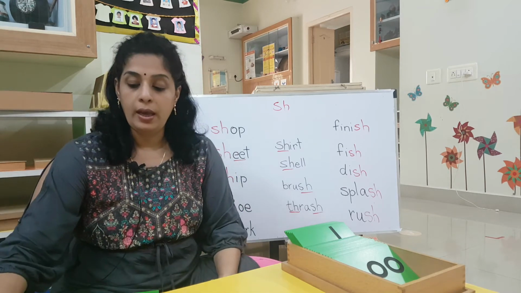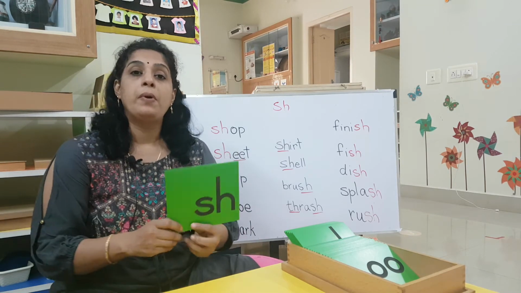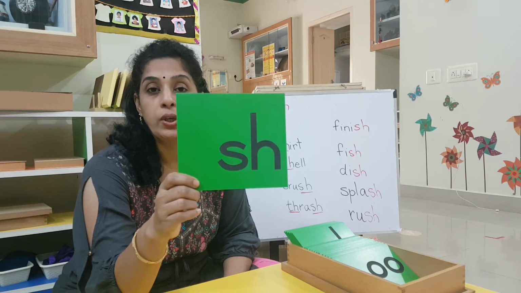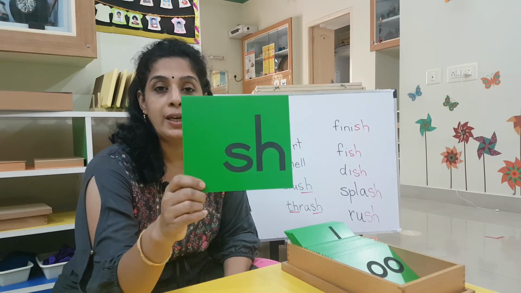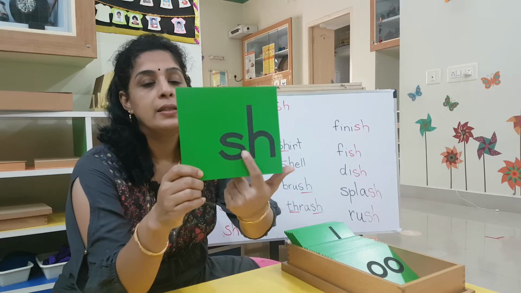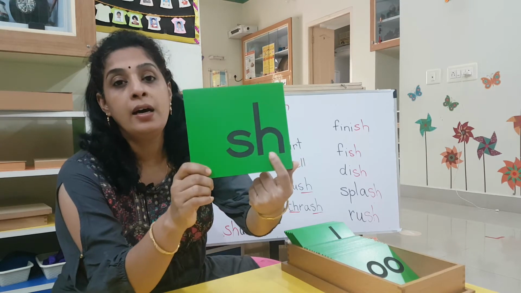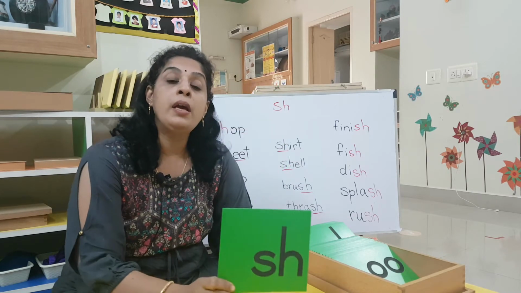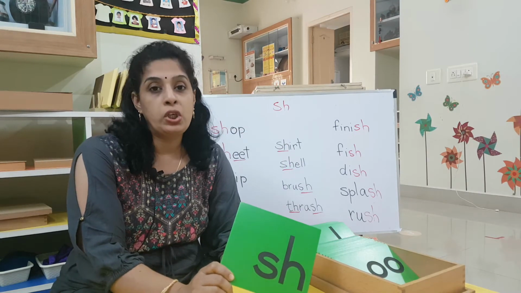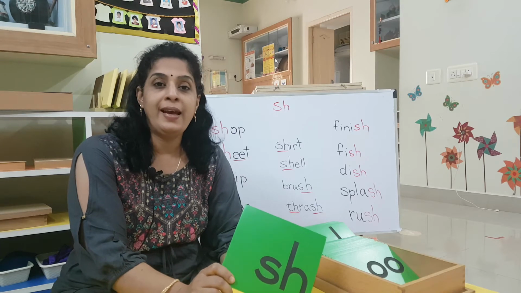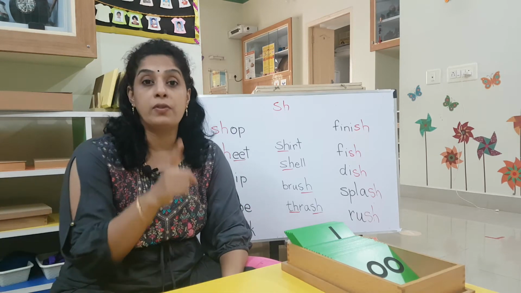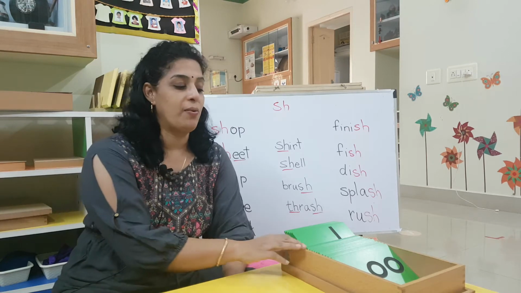Okay? Today in green sandpaper letters, I told you we are going to see sh. Do you see what two letters are there? We have an S and an H. When S and H come together, we make a new sound called sh. Say that? Sh. Yes, it's the same sound that we make for saying shh. That's the same sound. Okay?